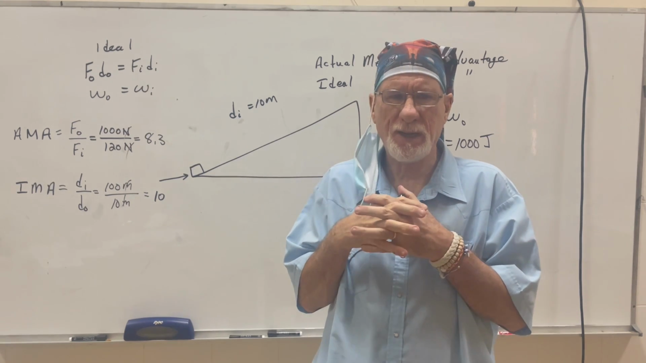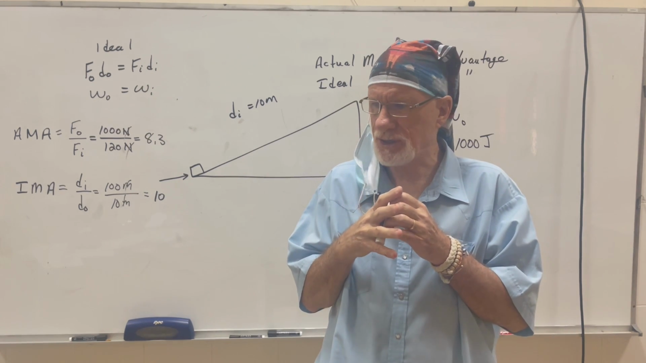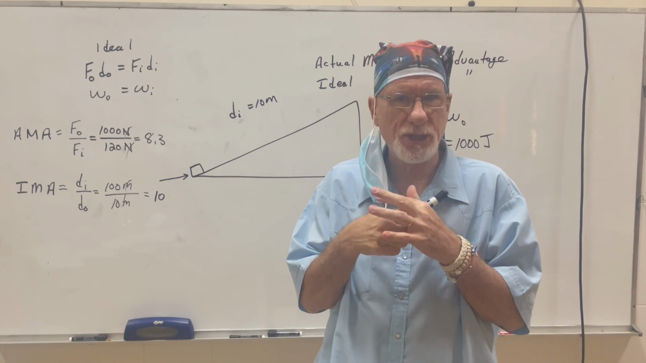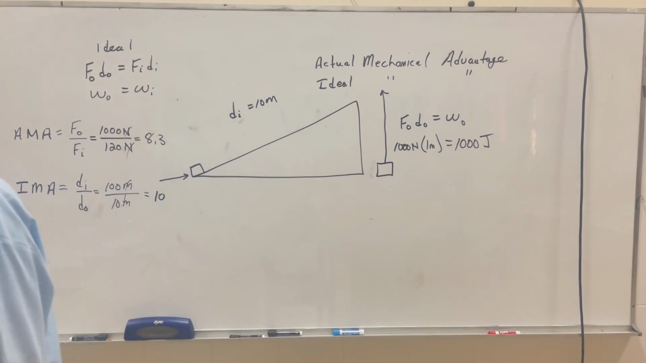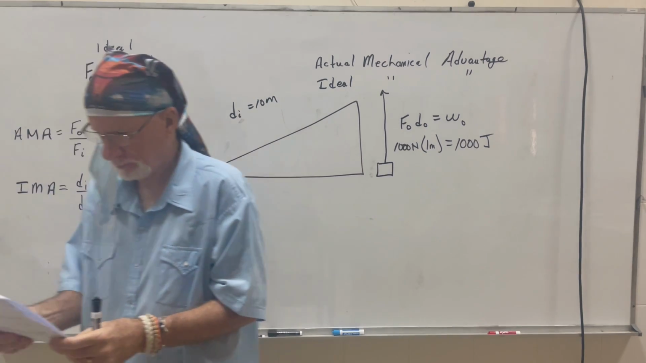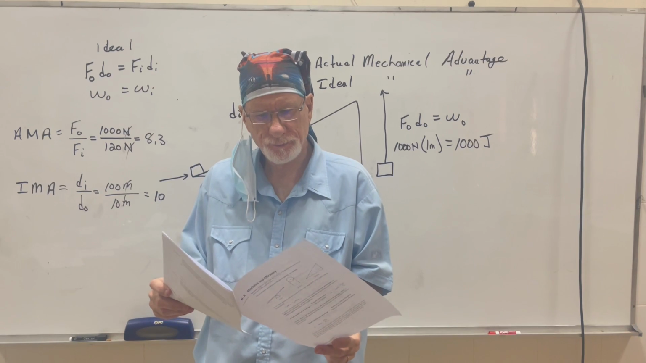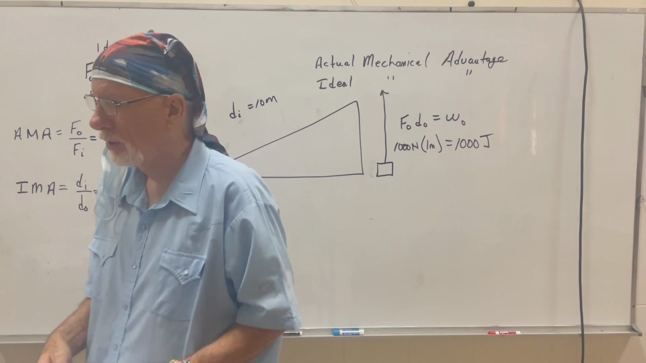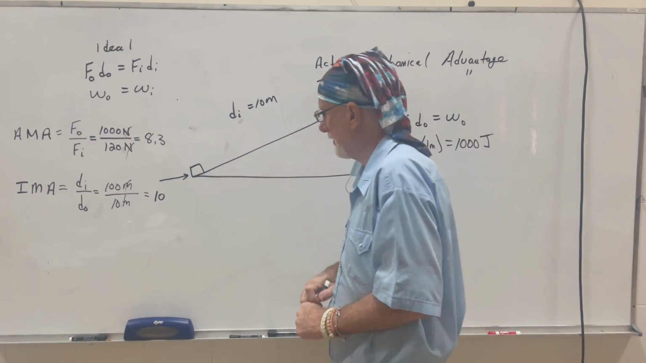So you see how we could use mechanical advantage to understand something about the efficiency. What would the efficiency be? Anybody know? There's an equation on your sheet that talks about efficiency. You can get it in two ways. Excellent. What's the first way?